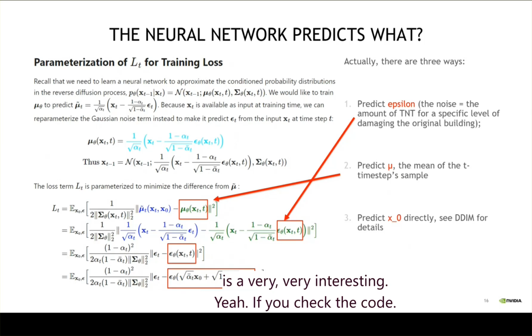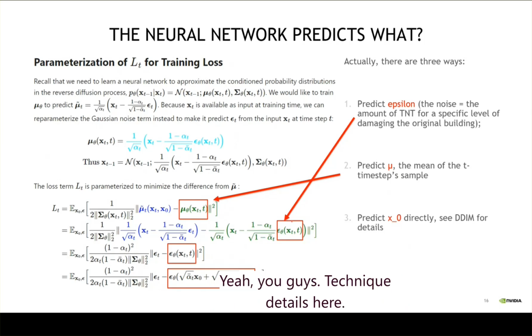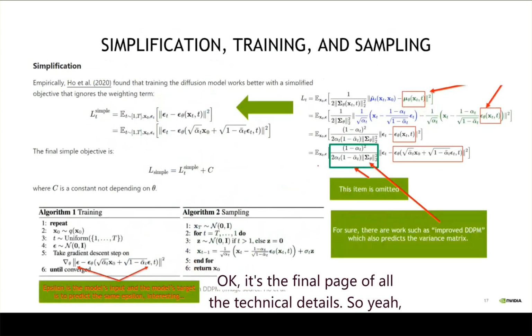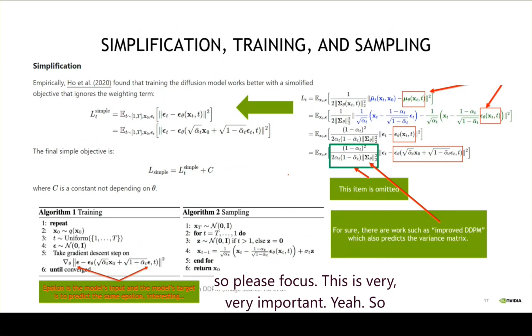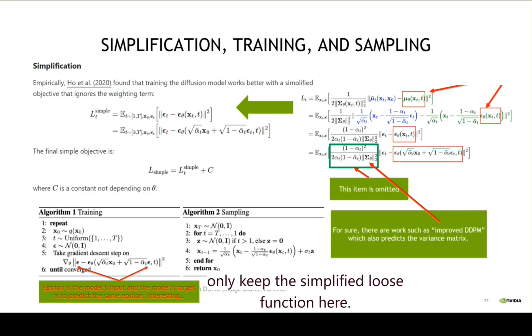Yeah, if you check the code, it will take time to understand why people do it. There are technical details here. Okay, it's the final page of all the technical details, so please focus. This is very, very important. Basically, we can remove this part and only keep the simplified loss function here.